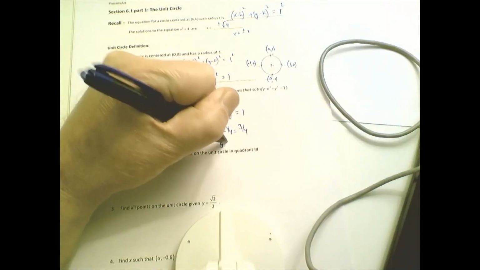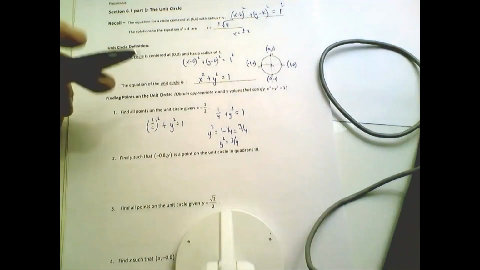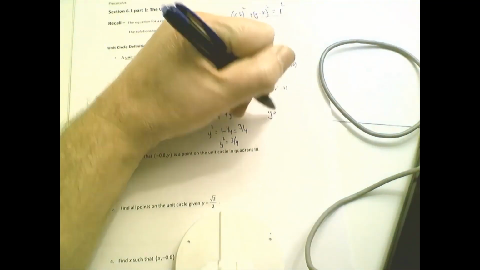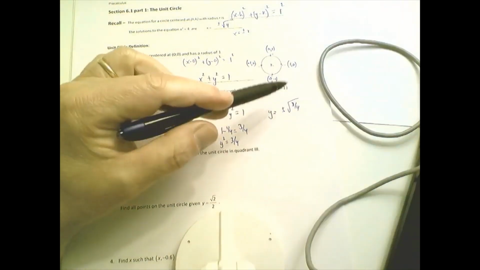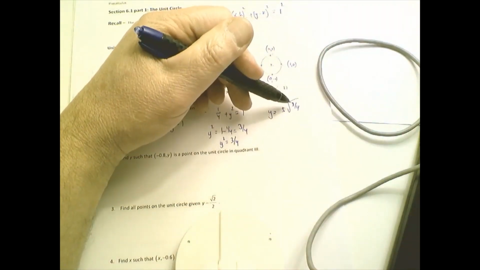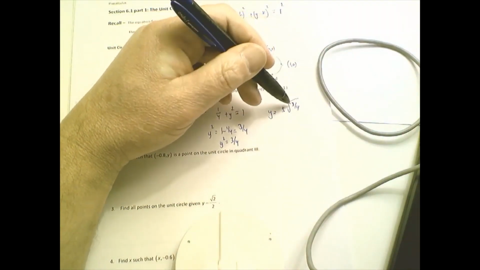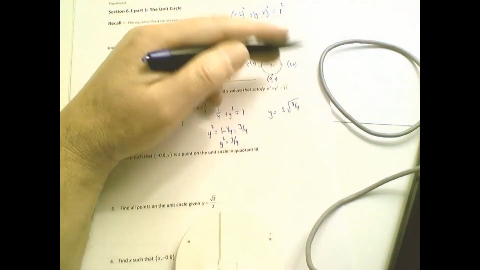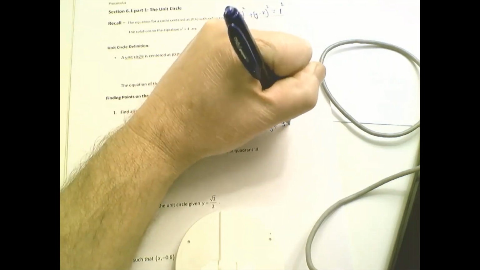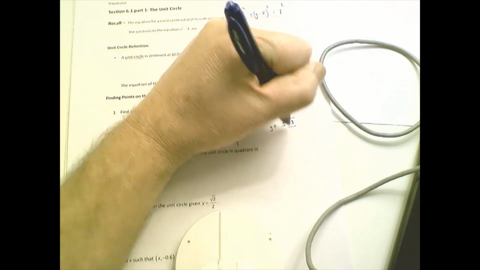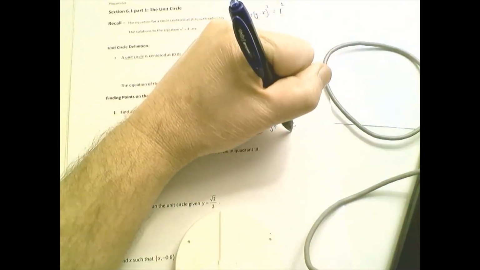Y squared equals 3/4. Let's just write it one more time. That tells me that y equals plus or minus the square root of 3/4. Well, I can write this, remember, you can write the square root of a fraction as the square root of the numerator divided by the square root of the denominator. Y equals plus or minus the square root of 3 over the square root of 4, which happens to be 2.